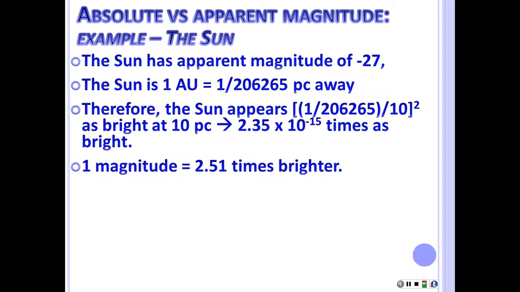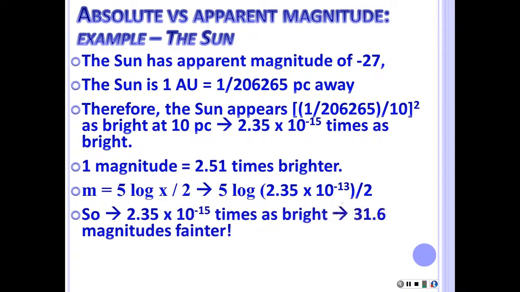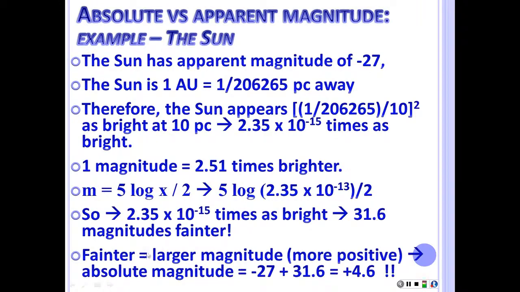Now remember that 1 magnitude is 2.51 times brighter, and so we can plug this in, and you can do a log expression to work it out. But what we basically are going to get is the magnitude back from this. So we've got that if you want to be 10 to the minus 15 times as bright, then you have to change by 31.6 magnitudes. And if we plug that in, it's fainter, so it goes more positive. So instead of being minus 27, we have to add on that 31.6.